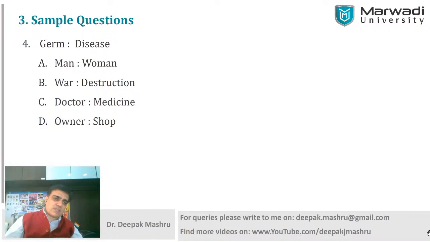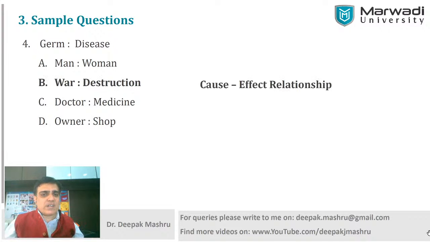Then germ and disease. Germ is the reason. Because of germs we find disease, right? So man and woman opposite. Doctor and medicine. Doctor gives medicine. Honor and shop, same thing, right? Here, because of war, destruction happens. Because of war, destruction happens. That's why it is war and destruction. It talks about cause and effect. Very good. Everybody is writing the same answer.